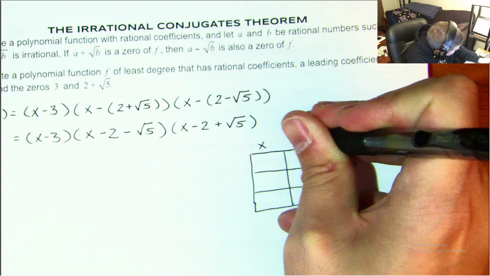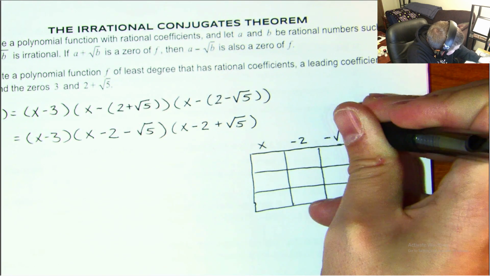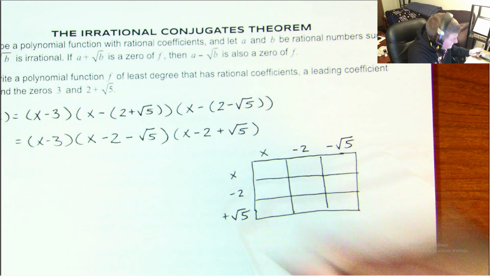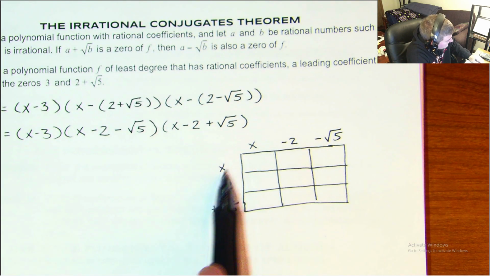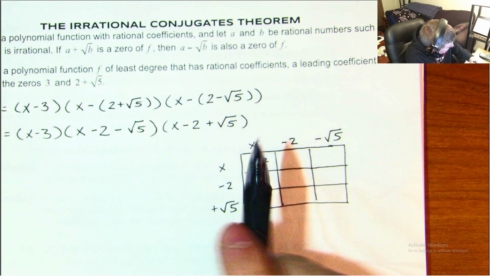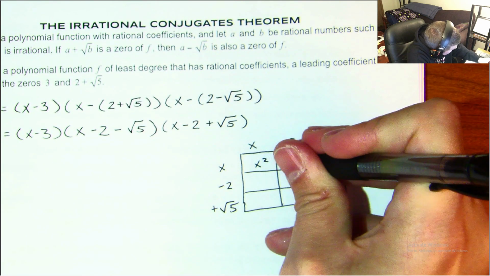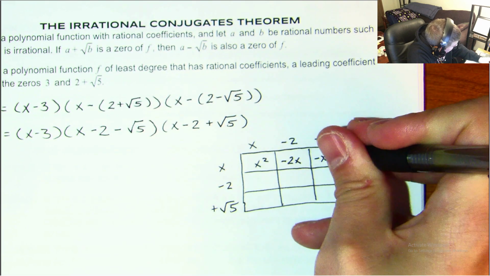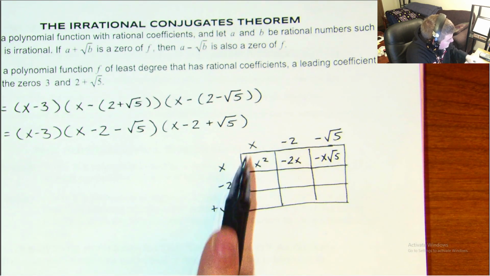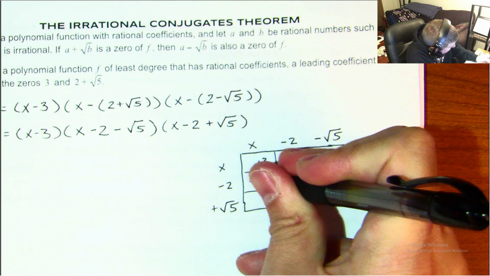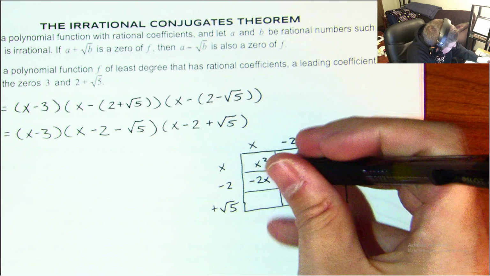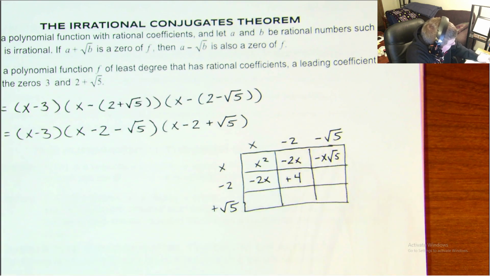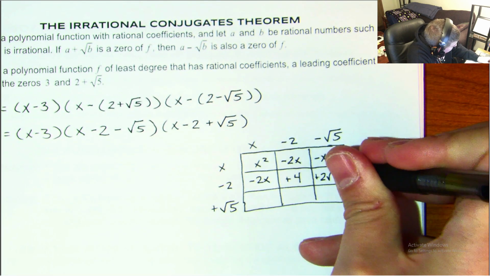x minus 2 minus the square root of 5. x minus 2 plus the square root of 5. Okay, so x times x is x squared. x times negative 2, negative 2x. x times negative square root of 5 is negative x square root of 5. Negative 2 times x is negative 2x. Negative 2 times negative 2 is positive 4. Negative 2 times negative square root of 5 is positive 2 square roots of 5.